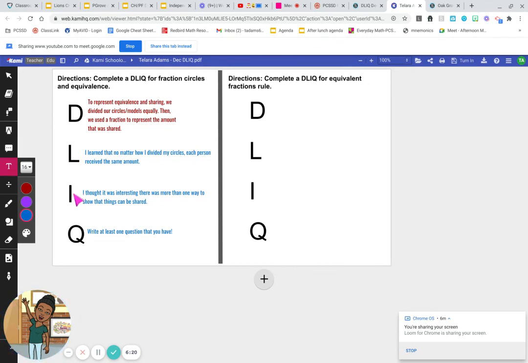I is for interesting. What did you find that was interesting? Think of at least one thing that you found that was interesting. And Q, what questions do you have? Remember, try to think of at least one question that you have. That's it. DLIQ for fraction circles and equivalents. Turn it in and then submit.